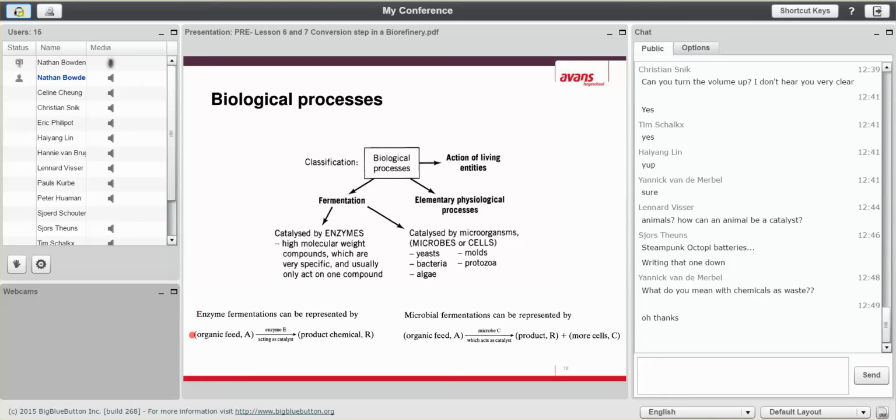Enzyme fermentation can be represented here. So you have an organic feed plus A. With the enzyme as catalyst, it has a product chemical R. So A is transformed with enzyme E to produce R. Non-enzyme fermentations, or direct fermentations from the microbes: here you have the organic feed and the microbe C, which gives you your product R plus more cells. So they use the feed for splitting their cells as well.